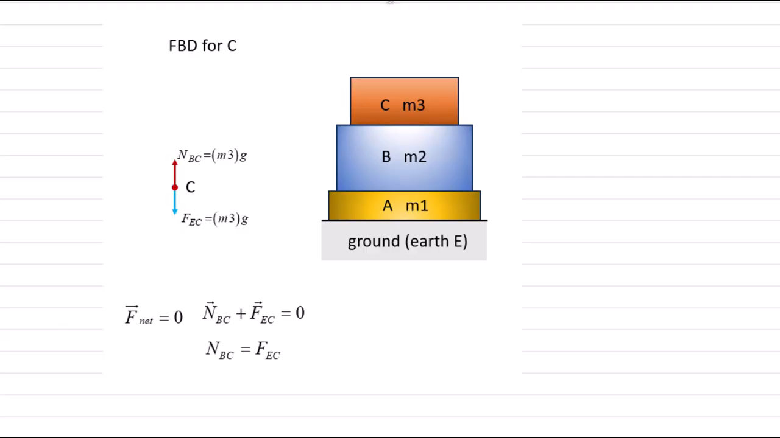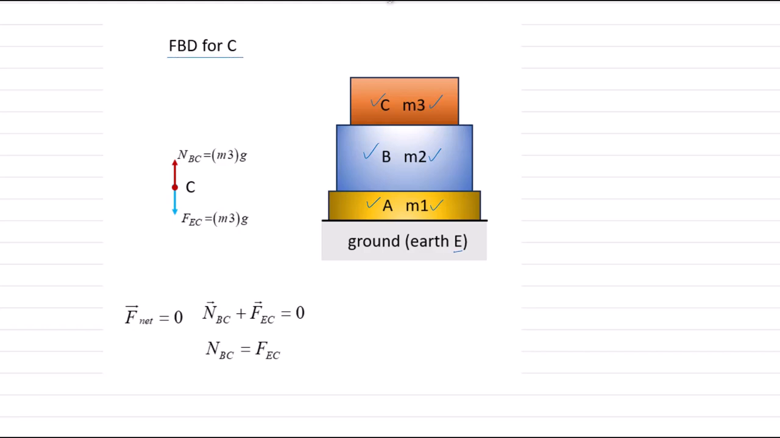So for a problem like this, the best and the easiest approach is to start with the object which is on the top. So we have the three objects A, B, and C, which are placed on the ground or earth, which I can call maybe object E. And the masses are respectively given as M1, M2, and M3. So we start with the topmost and focus on the free body diagram for C.